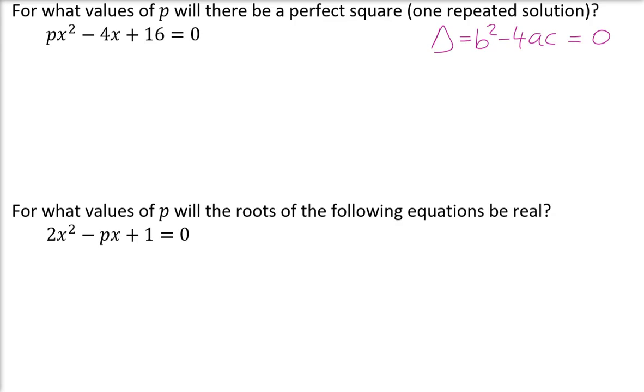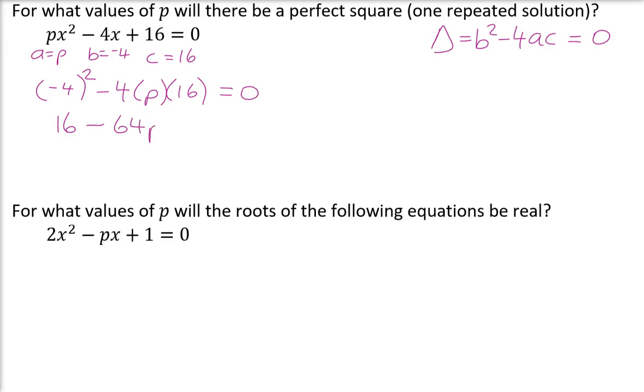So what we do now, a is p, b is negative 4, c is 16. So (negative 4) squared minus 4 lots of a, lots of c is equal to 0. Happy with what I've just done there? What are we going to do now? Yeah, pretty much do the calculations. Get rid of those brackets. Negative 4 squared is 16, minus 4 times p times 16 is 64p. So 16 minus 64p equals 0.